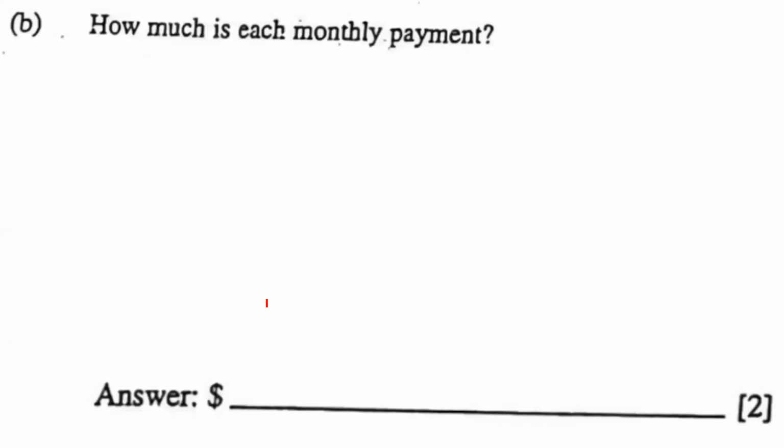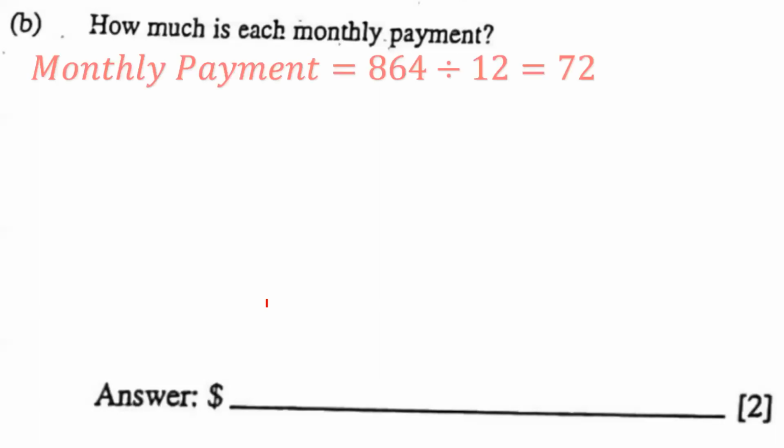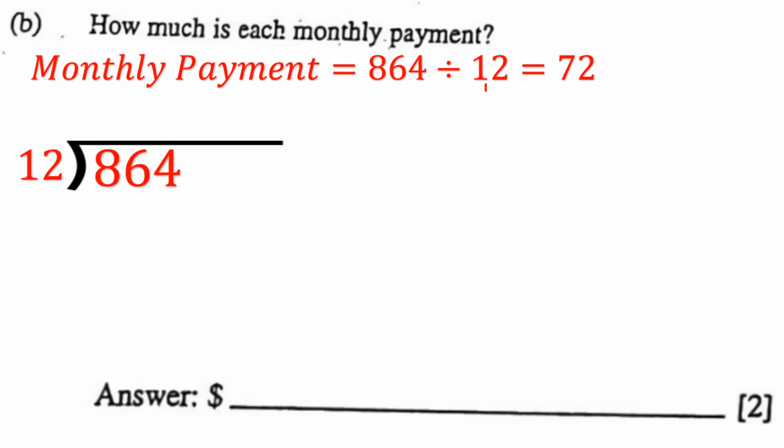Now it says, how much is each monthly payment? In order to do this, we must take $864 and divide it by 12. Again, $864 divided by 12. What do we get? Well, let's divide it. So let's take 864 and divide it by 12. How many times can 12 go into 86? 12 goes into 86 7 times. And 12 times 7 is 84. Now we subtract. What is 86 minus 84?